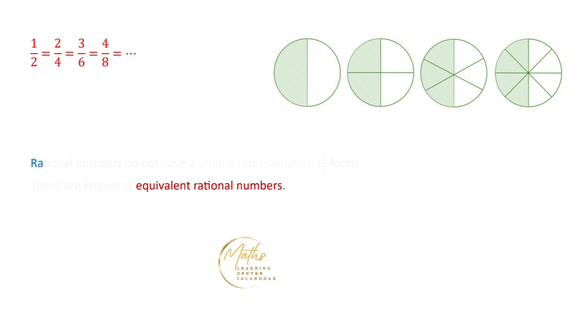We are saying that rational numbers do not have a unique representation, particularly when we are talking about the P by Q form. Unique representation means that if we have to represent this portion, we can use any of these numbers. They are representing the same portion. So these kinds of numbers are known as equivalent rational numbers.